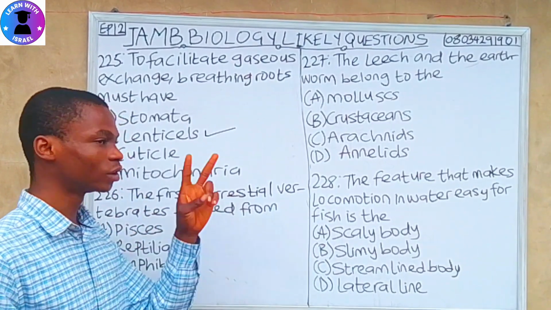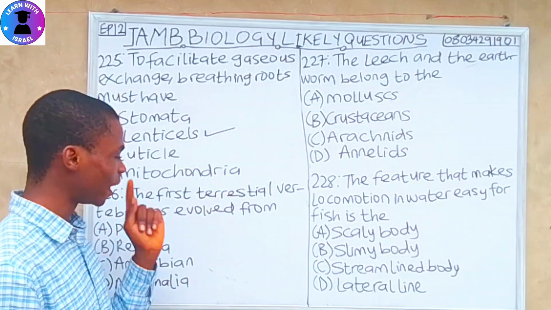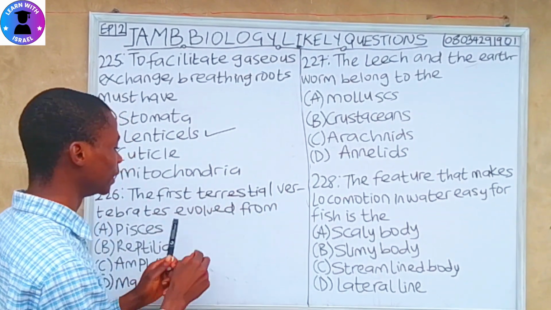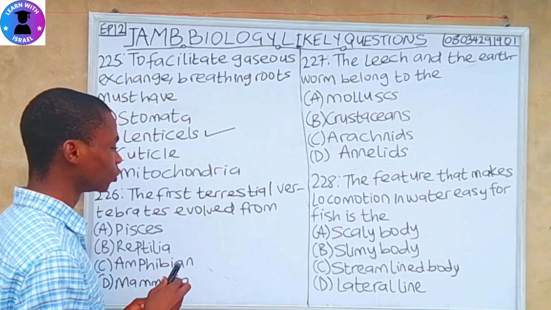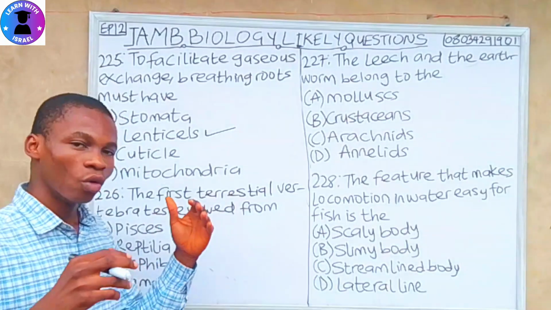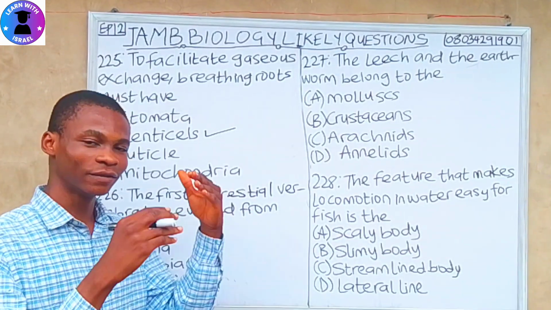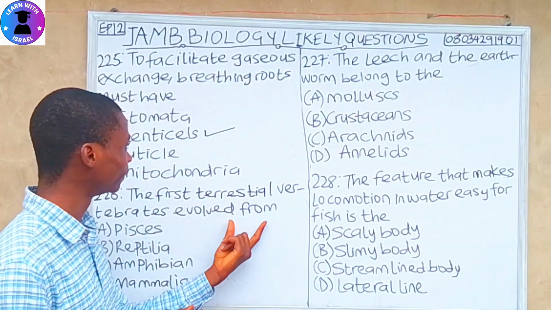This question is split into two. The first one is the first terrestrial vertebrate, and the second one is what it evolved from. So what is the first terrestrial vertebrate on land? And where did it evolve from?